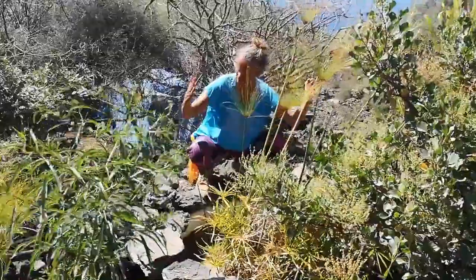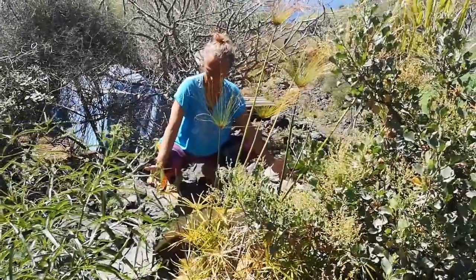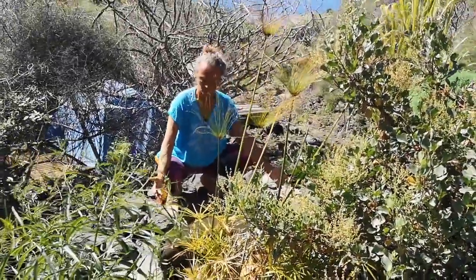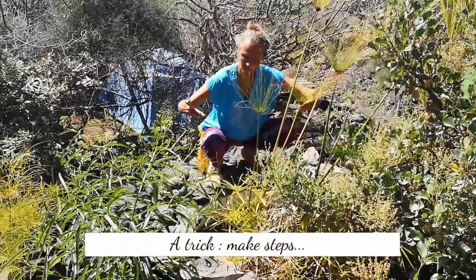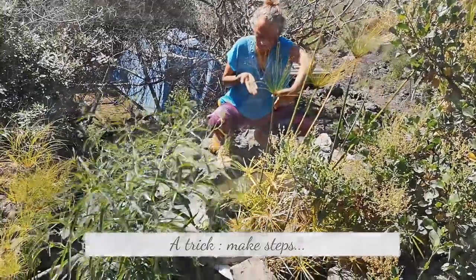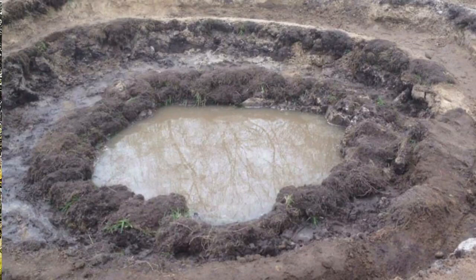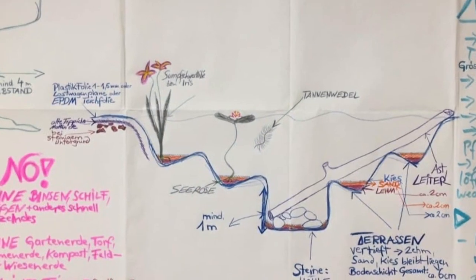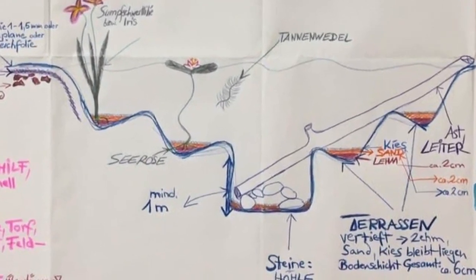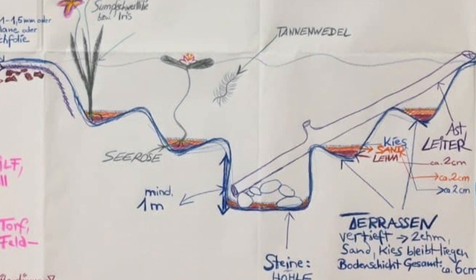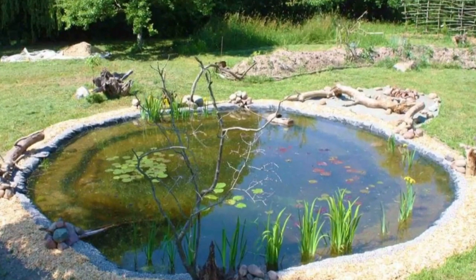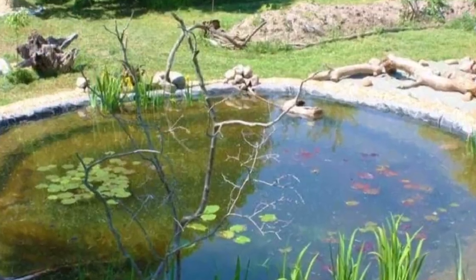It's just like this. Also the animals cannot really. So the trick is not just to have a hole like this only. The trick is to make steps, all around. And in these steps, you make a wall like this, and you can fill it with clay and sand.